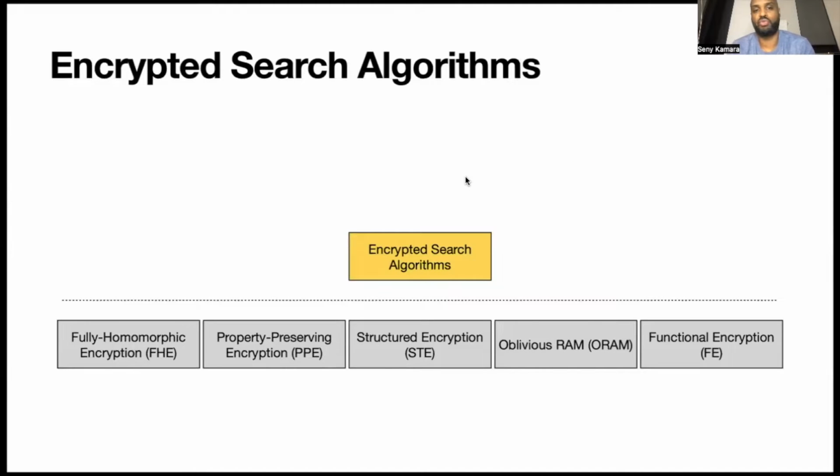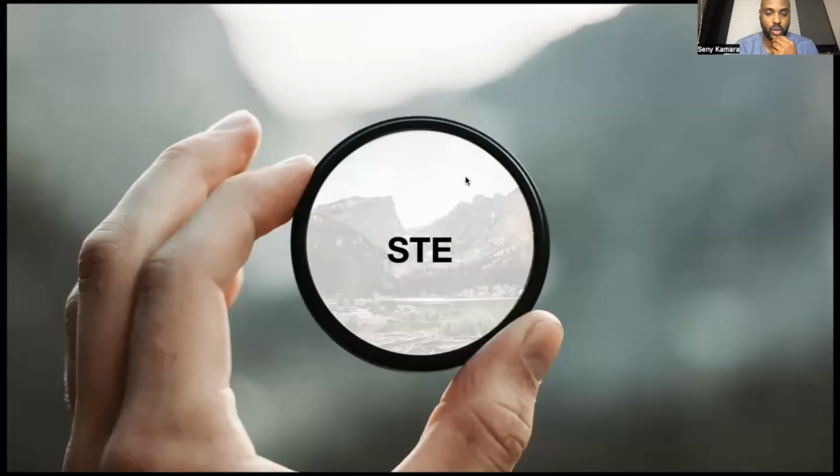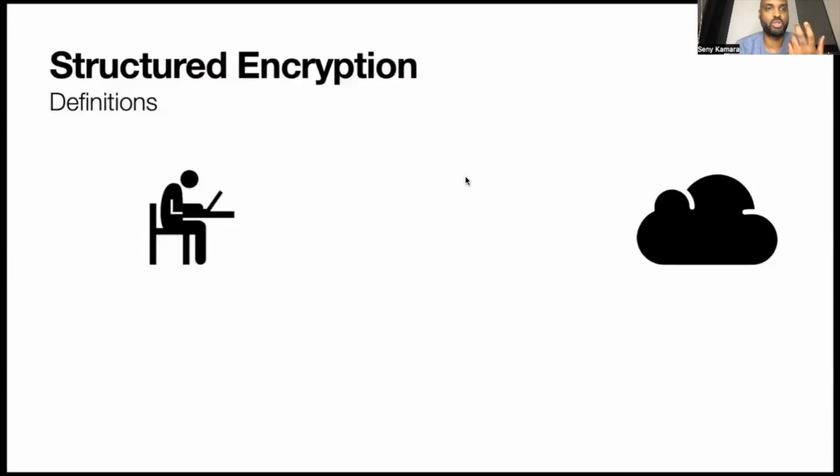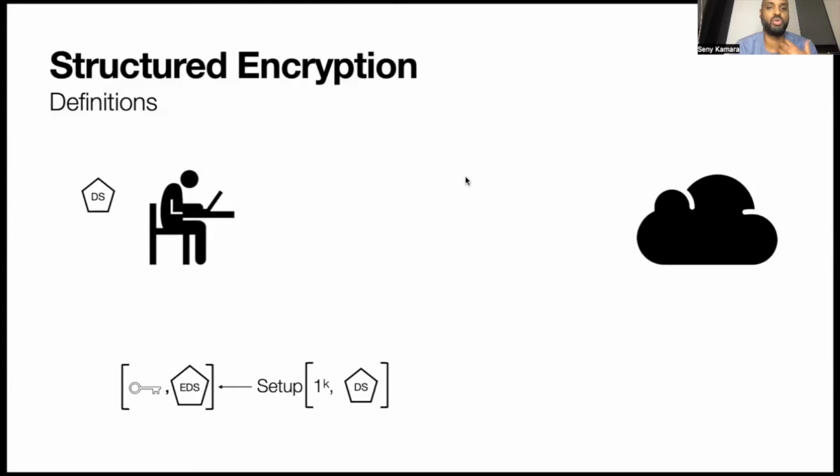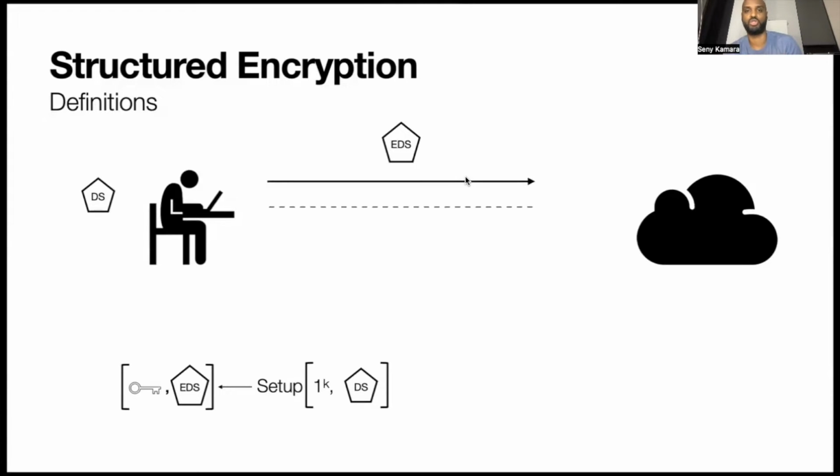So there are a variety of cryptographic primitives that one can use to design encrypted search algorithms, including fully homomorphic encryption, property preserving encryption, structured encryption, oblivious RAM, and functional encryption. So in this talk, we're going to focus on structured encryption. And so these are encryption schemes that allow a client to encrypt a data structure. So there's a setup algorithm that takes as input a security parameter and the data structure, and it outputs a key and an encrypted structure that can then be sent to the untrusted server.